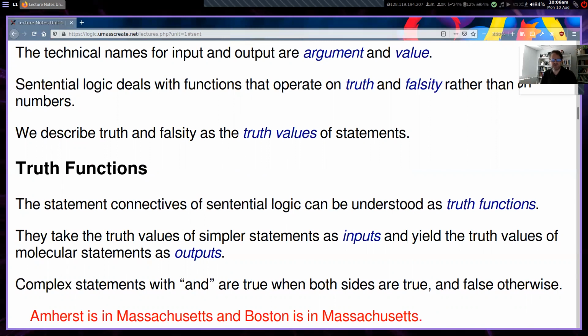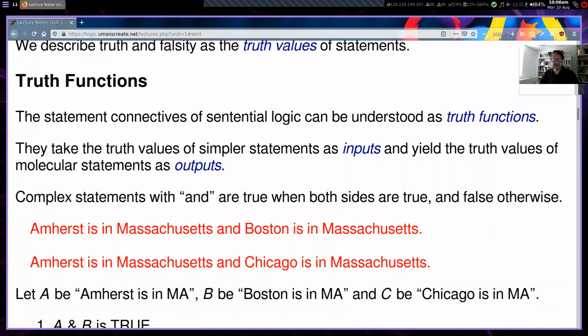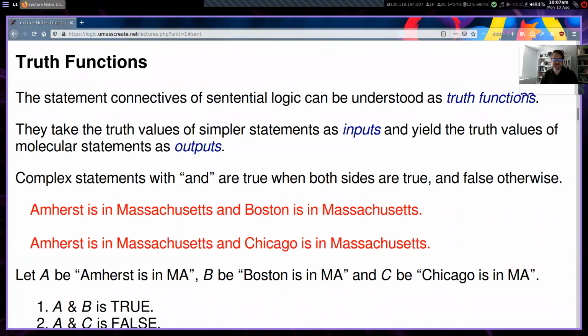Call these the truth values of statements, truth and falsity. So a statement connective in sentential logic can be understood as a truth function. What that means is that we take the truth or falsity of the simpler atomic statements as inputs, and then we calculate the truth or falsity of the molecular statement depending upon the input of the atomic statements, right?